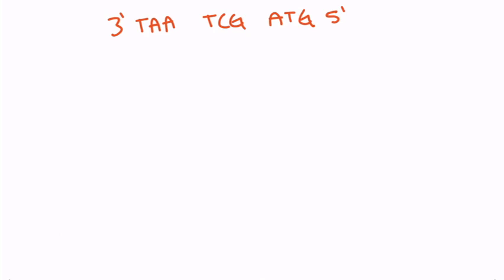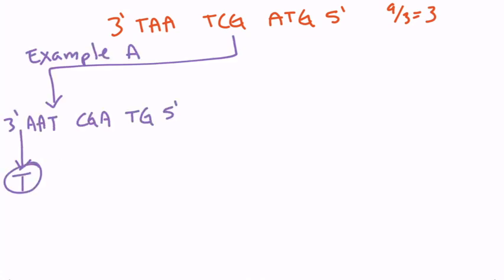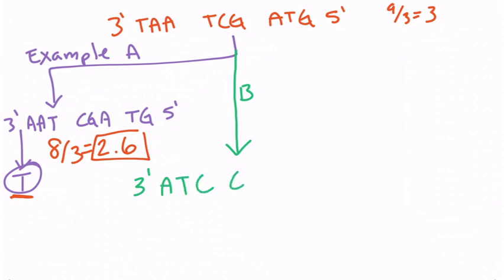Let's draw this out. This will represent a normal segment of cDNA. If we take the number of bases here and divide it by 3, we get 9 divided by 3, which equals 3. Now let's assume we remove one of these bases. Okay, so notice that we've removed a T from the sequence, and now we have the sequence AAT, CGA, TG. If we again take the number of bases and divide it by 3, we get 8 divided by 3, which equals 2.6.